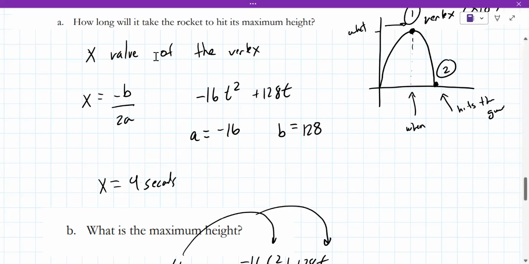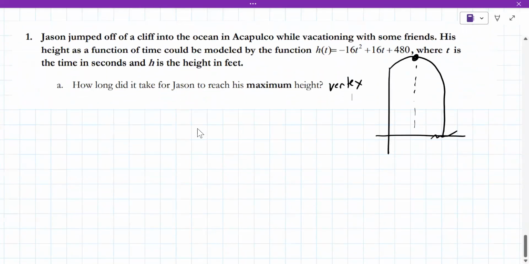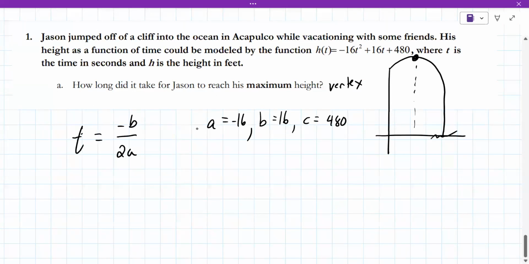In this case, it's actually t equals minus b over 2a. What's the value of a, b, and c in this problem? A is negative 16. B is positive 16. And c is 480. Fantastic. All right, so could you find the value of t for us? When does Jason hit his maximum height when he jumps off the cliff?